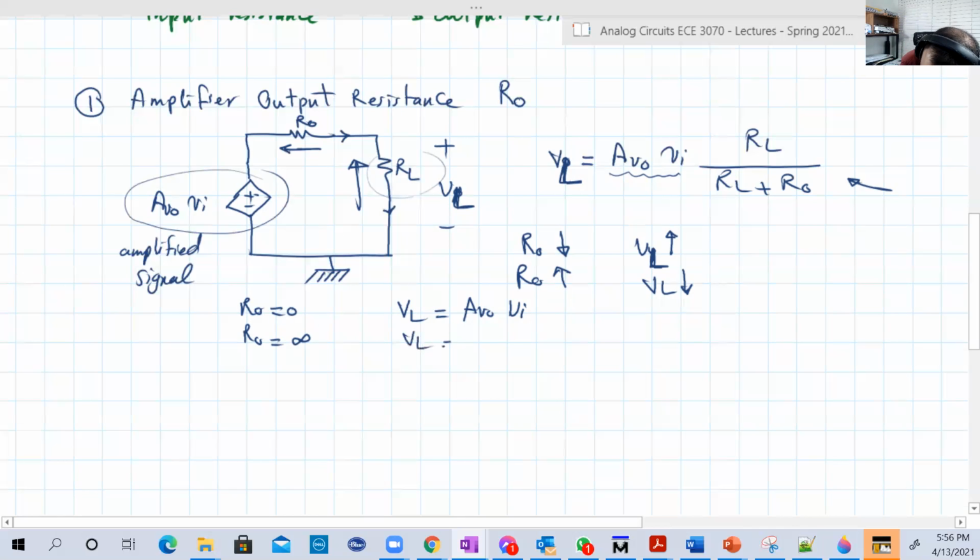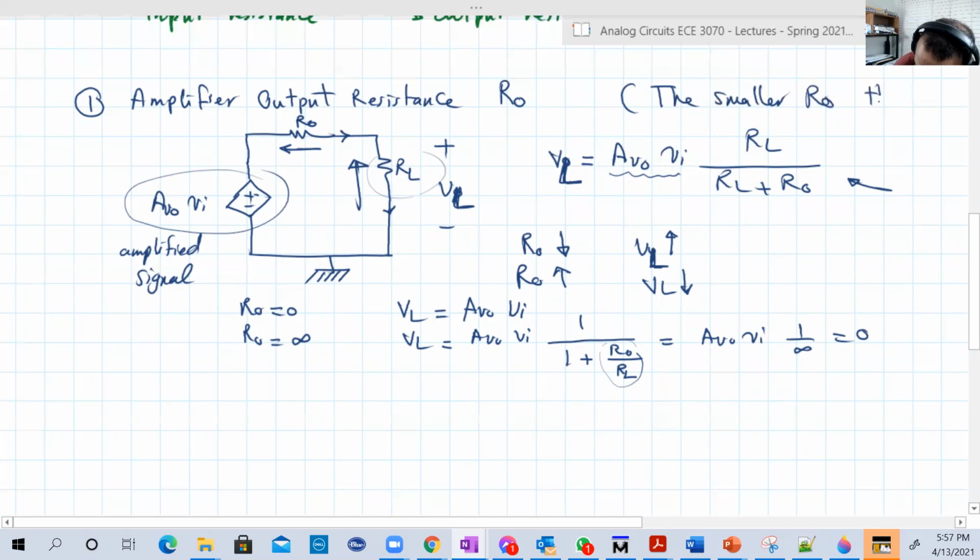Let's do it. V load equals AV naught VI divided by 1 plus RO over RL. So basically, this will be infinity. So AV naught VI times 1 over infinity is 0. So definitely, the smaller the RO, the better. The smaller RO, the better the amplifier.